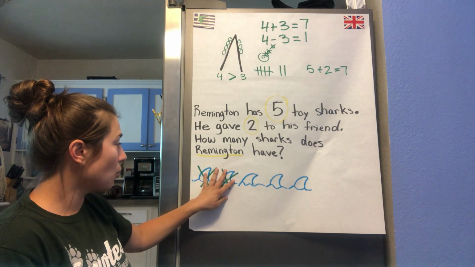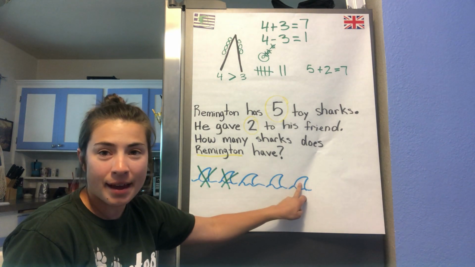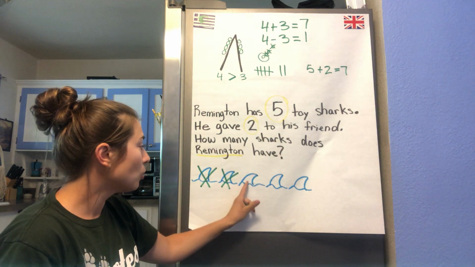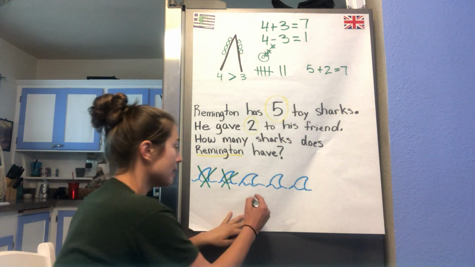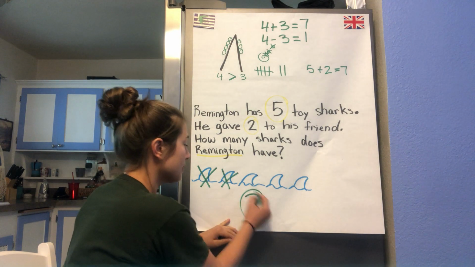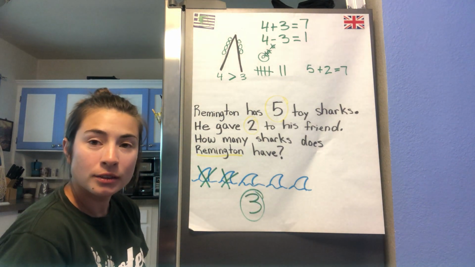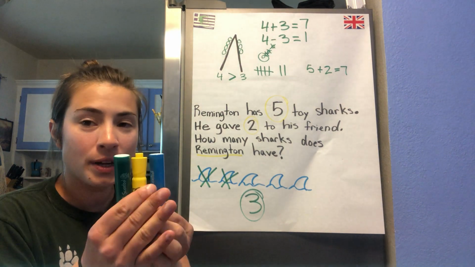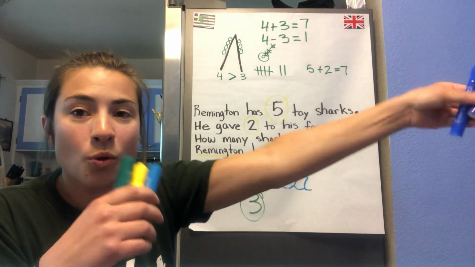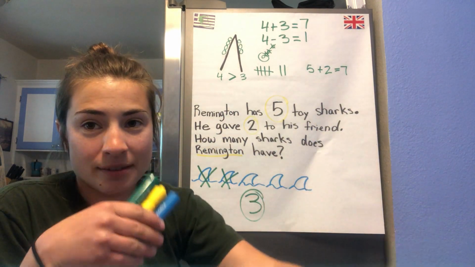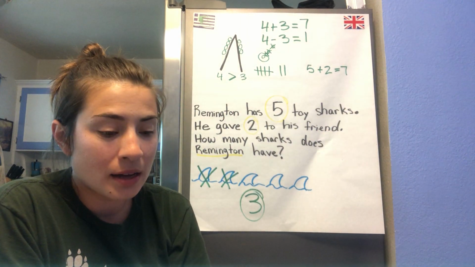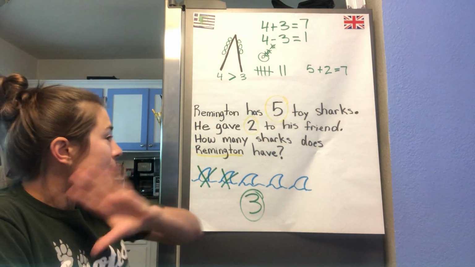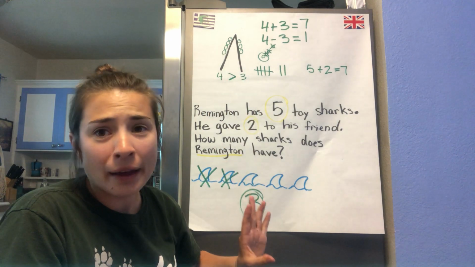So Remington, he gave these 2 away. So these are what he has left. That means he has, how many sharks does Remington have? 1, 2, 3. Remington has 3 toy sharks left. So he is still holding on to his 3 because he gave 2 away to his friend. And if you give something away, you don't have it anymore. It's subtracted from your life.